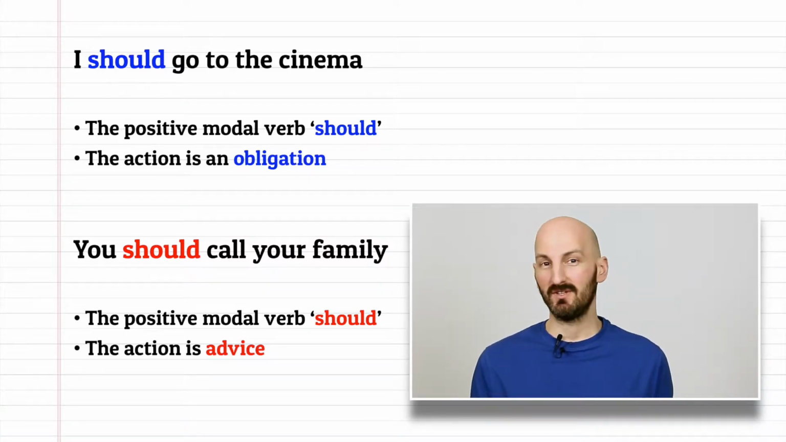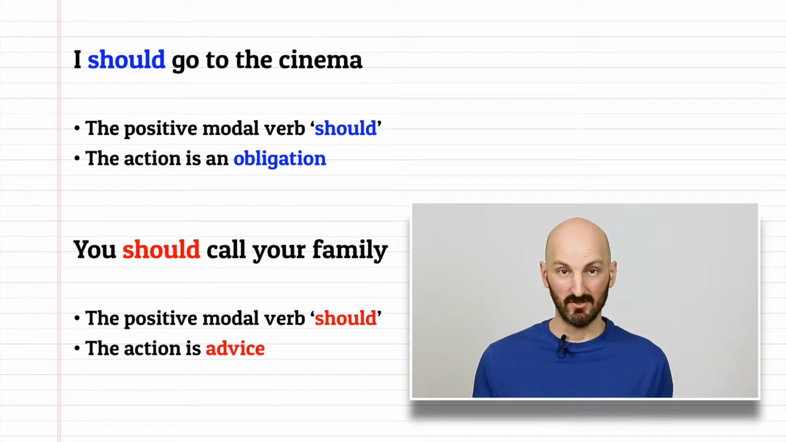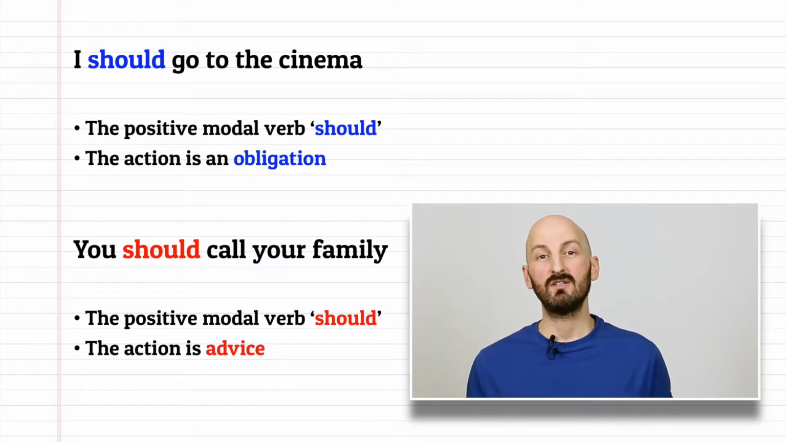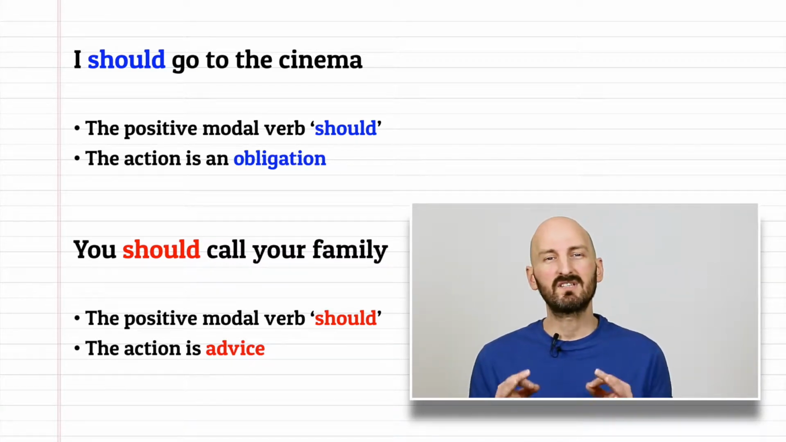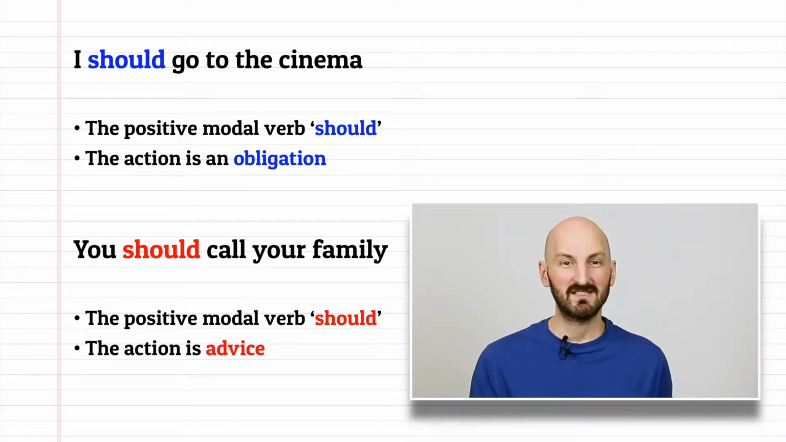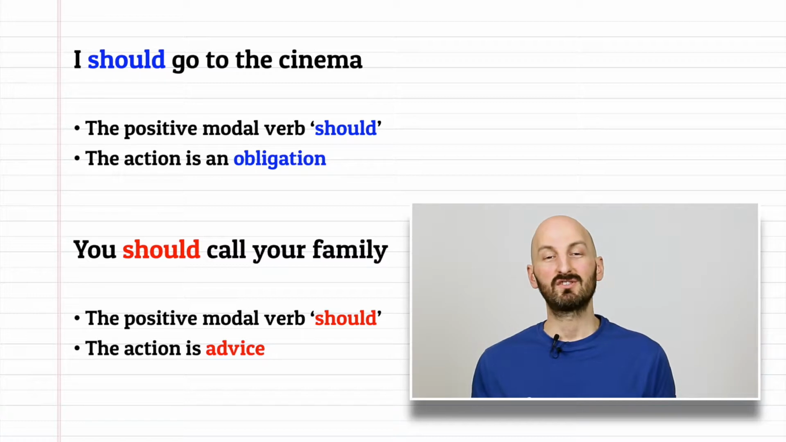Now be careful with this one, because when talking to other people in the second person, should is usually used for suggestions and advice. For example, you should call your family tonight to let them know you arrived at the hotel safely. There is a little bit of obligation here, but the main meaning is advice. This means you think it's a good idea for the person to do the action. You are advising them, so it's advice.